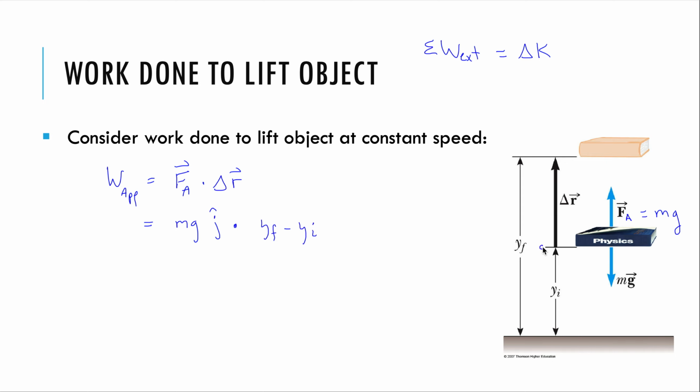We are lifting the book from this initial position to this final position. That's our delta R right here, and that is also in the j direction. When we take the dot product, we know that j dot j is equal to 1. So we are essentially distributing the mg. We get mg y final minus mg y initial. So this is the work done by an applied force in lifting an object slowly against gravity. We'll come back to this in just a minute.